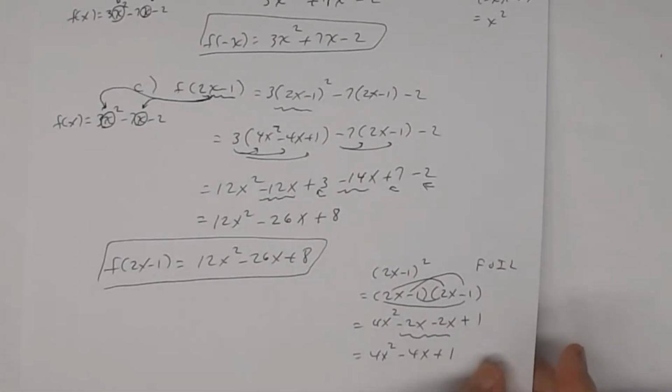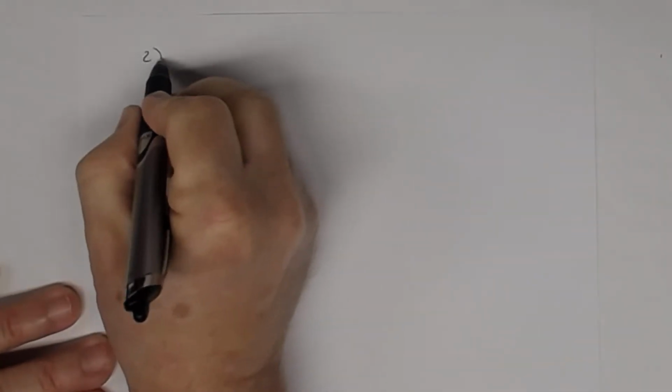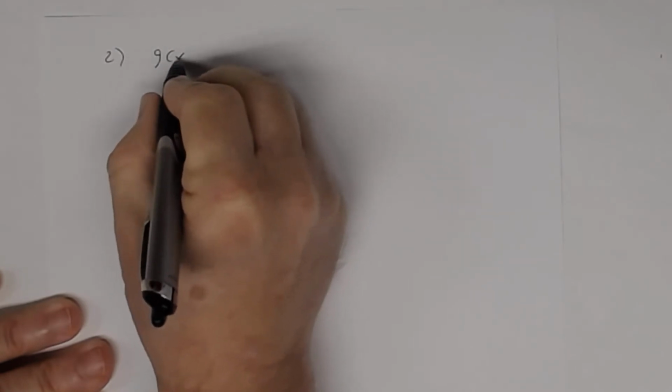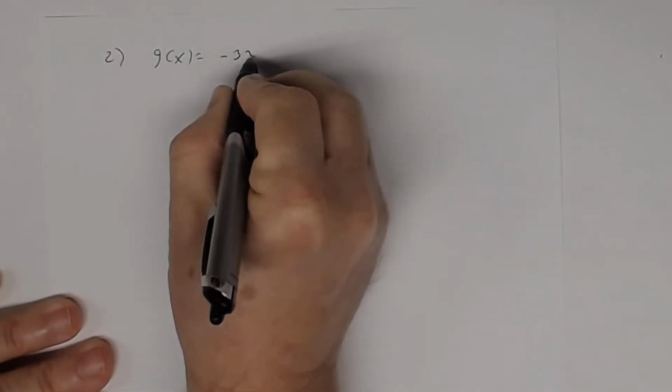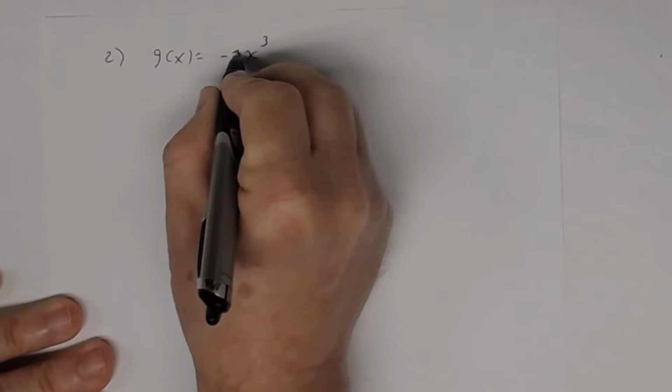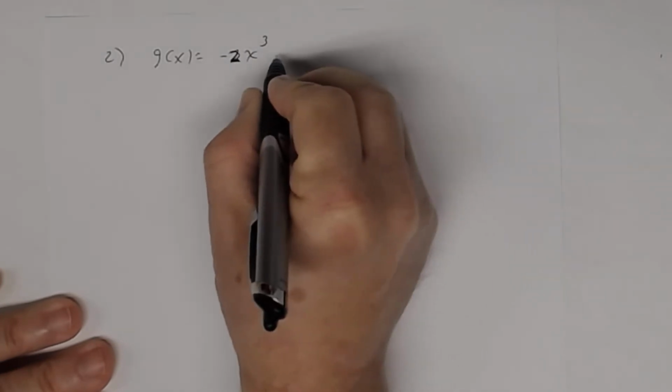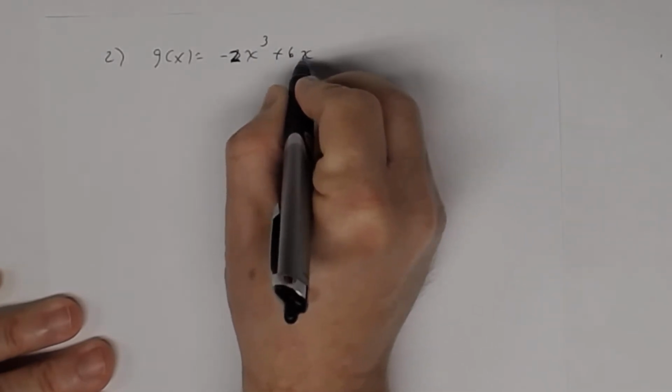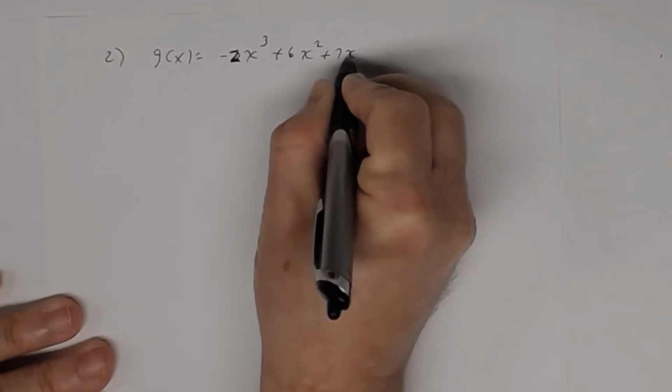Okay, let's look at number 2. All right, number 2, let's suppose this is my function, and my function is g of x is equal to negative 3x cubed. I'm sorry, negative 2. Let's make that a negative 2. Negative 2x cubed plus 6x squared plus 7x minus 1.